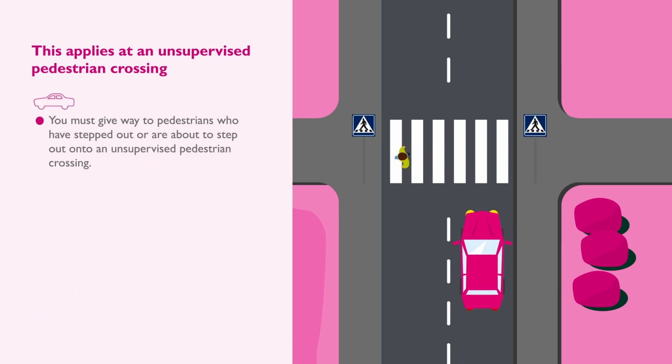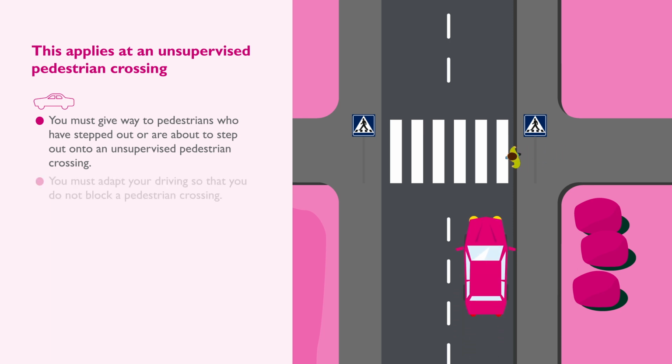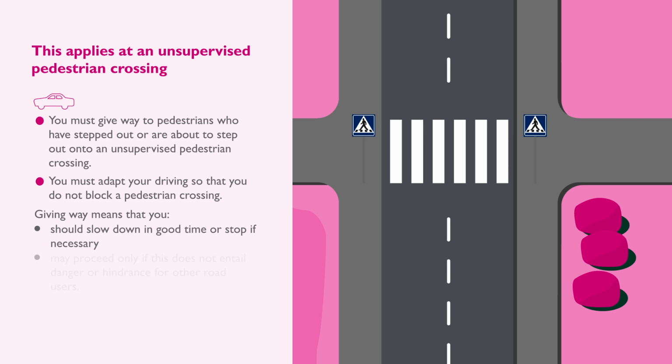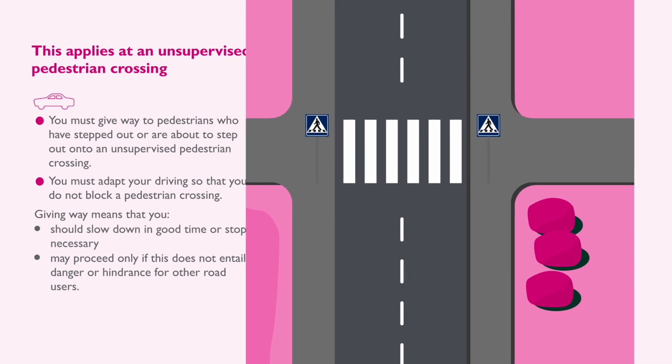When driving, you must give way to pedestrians who have stepped out or are about to step out onto an unsupervised pedestrian crossing. You must adapt your driving so that you do not block a pedestrian crossing. Giving way means that you should slow down in good time or stop if necessary. You may proceed only if this does not entail danger or hindrance for other road users.